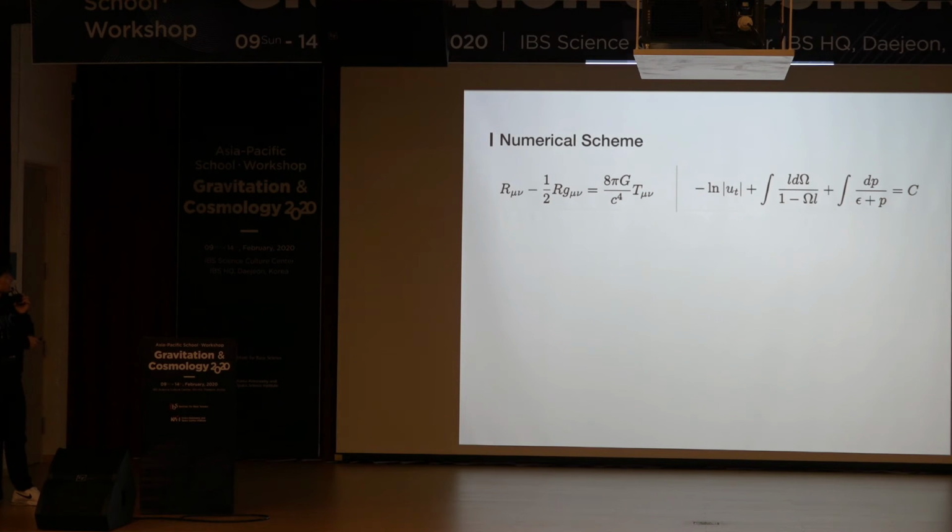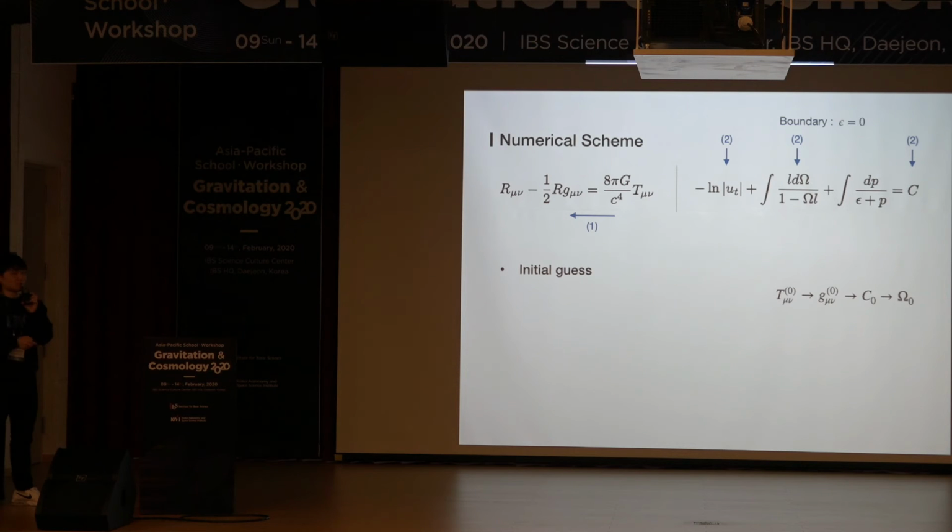So there is an Einstein equation on the left and the integrated version of the Euler equation on the right. We make an initial guess on the distribution of the matter, such as the density of the star. Then you integrate this Einstein equation once to make a guess on the metric. Then by using the integrated form of the Euler equation, you can solve the boundary condition to determine the value of C and Omega_0, which is the rotating velocity of the star.